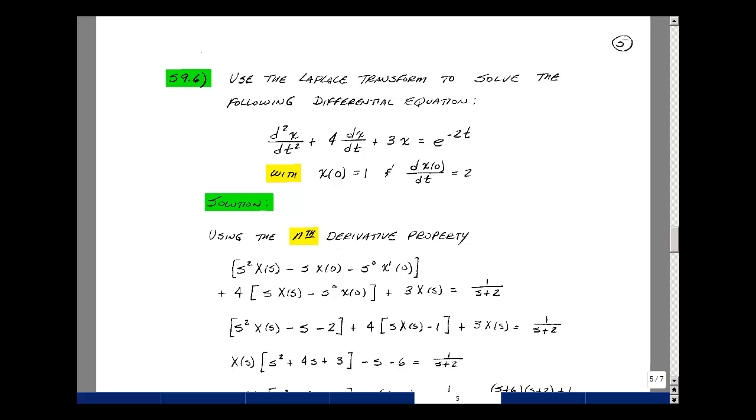This lesson deals with supplemental problem 9.6. You can find this problem in the ECE202 ebook in the Chapter 9 Supplemental Problems on page 5. Let's use a Laplace transform to solve the following differential equation.